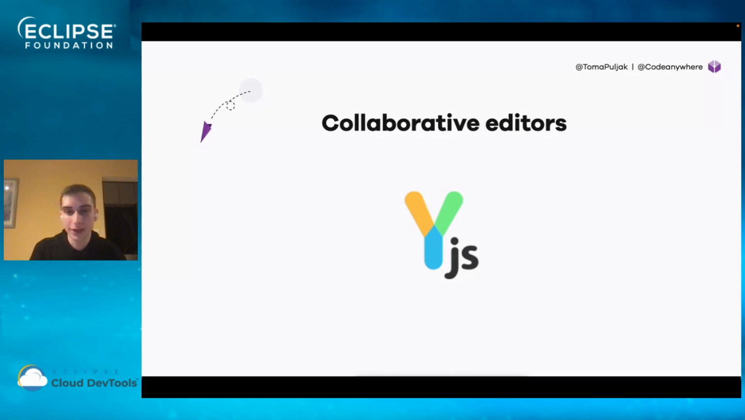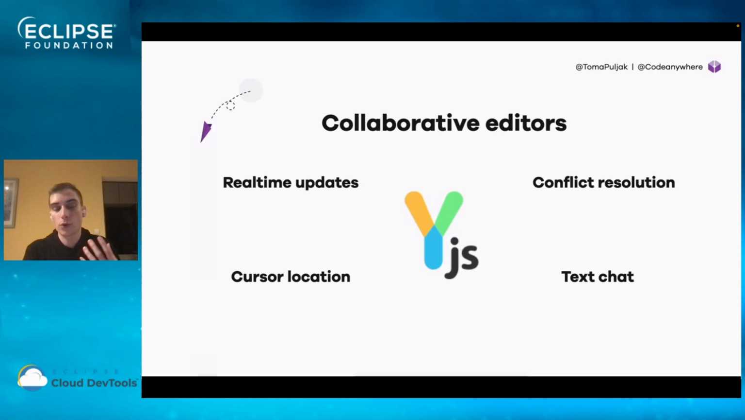Collaborative editors are made possible by an open source library called YJS. If you haven't heard about YJS, I strongly suggest you check it out on GitHub. It's really an amazing, powerful tool for basically any collaborative object that you can think of. In this case, we use YJS for real-time updates and conflict resolution, where you have two users editing the same line of code, for example. You need to be able to handle conflicts between those clients. We handle cursor locations with YJS, and we handle text chat as well.